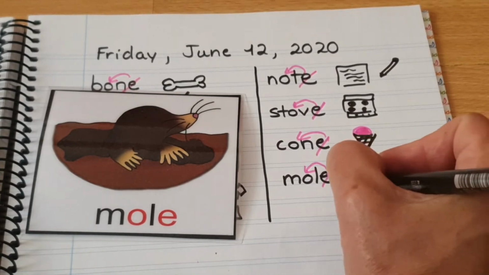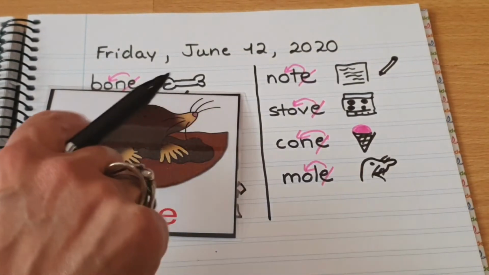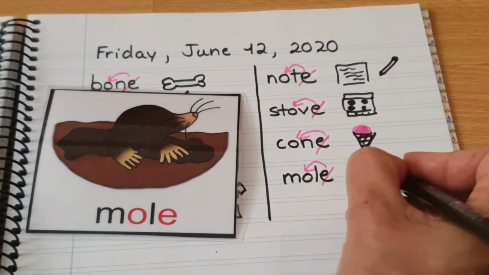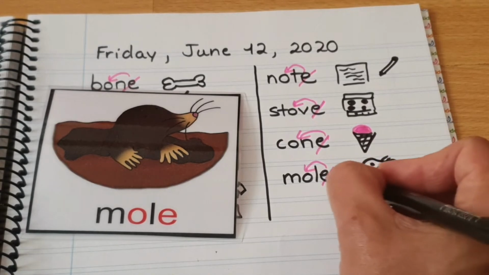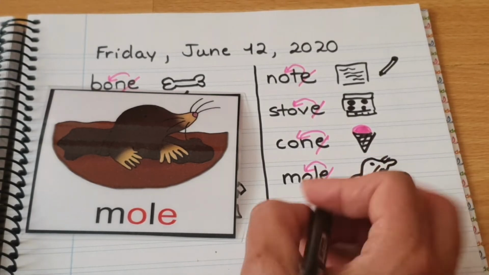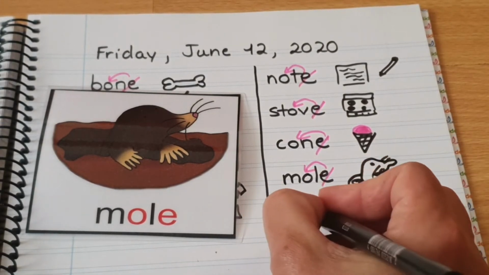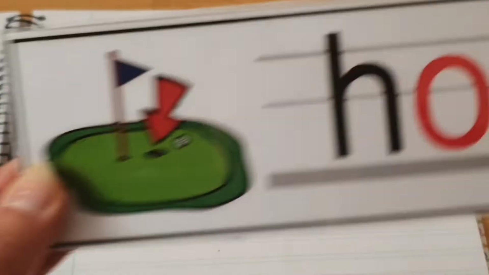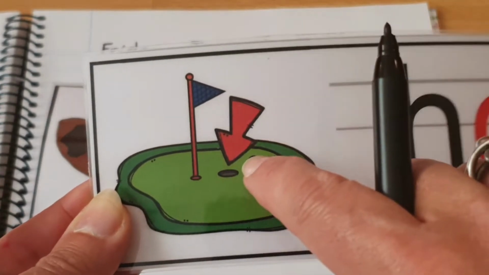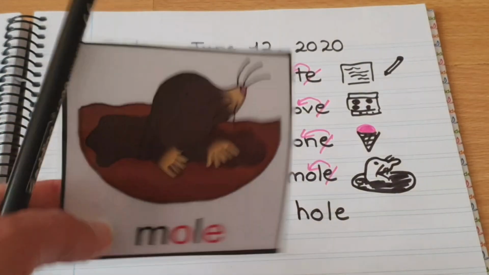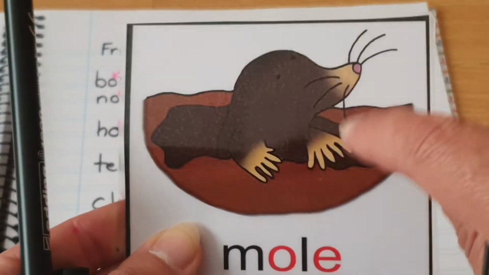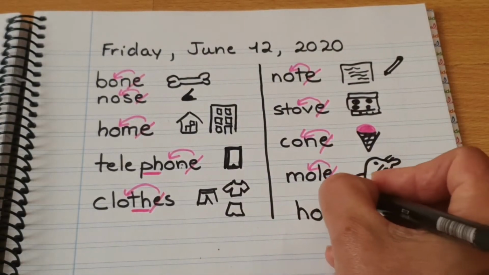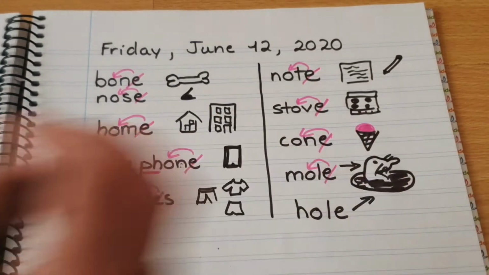Okay, I'm trying. And the mole lives in the ground, and he lives in a hole, right? The mole lives in a hole, right? So this is the mole, and this is the hole. For example, this here is a hole, right? And this here is a hole. The mole lives underground, right? It lives in a hole. So you can draw a picture of the hole and the mole, okay?